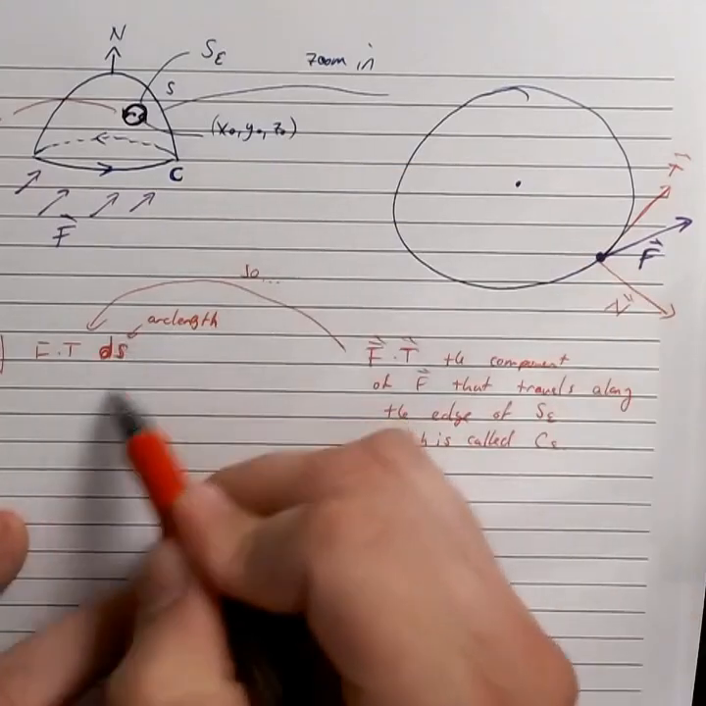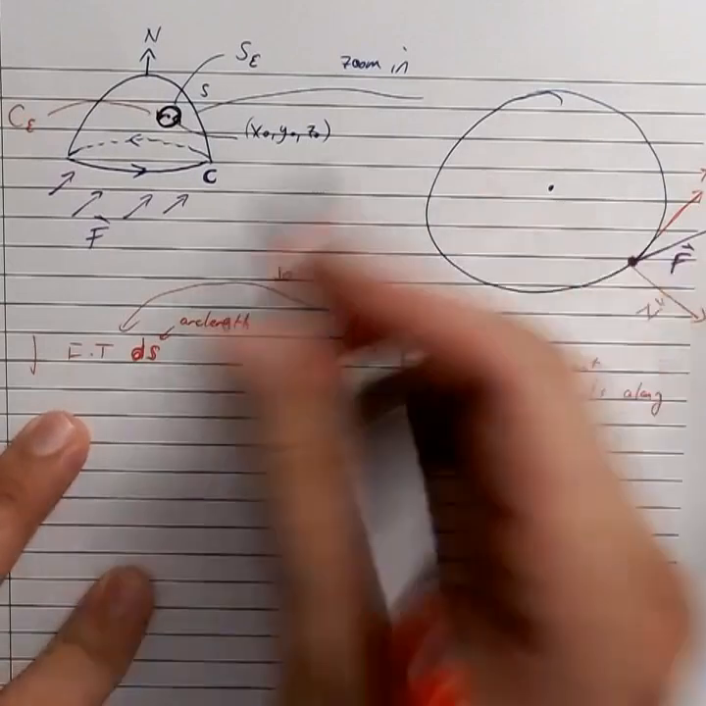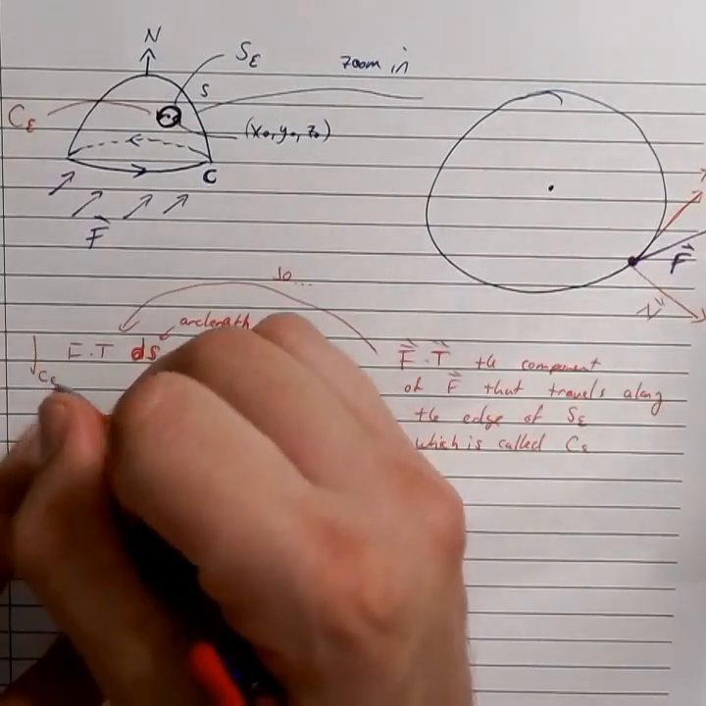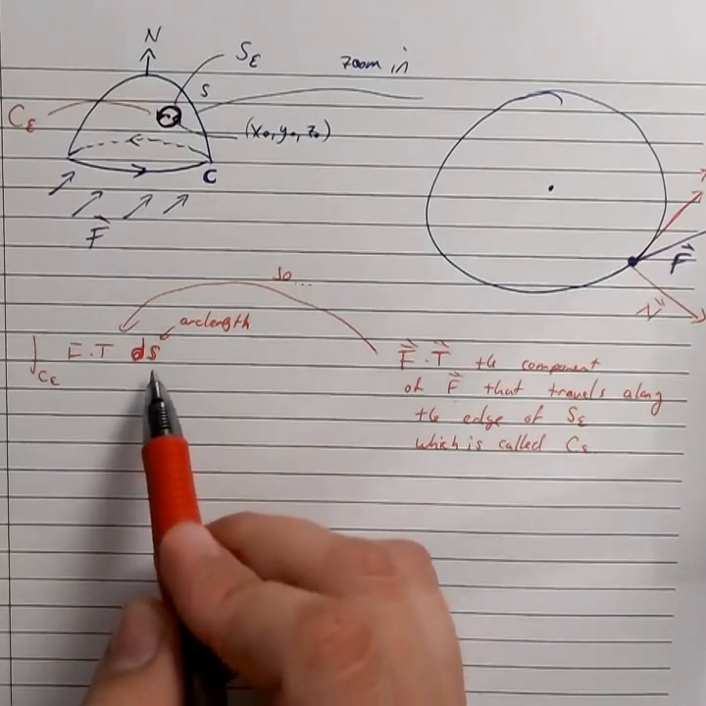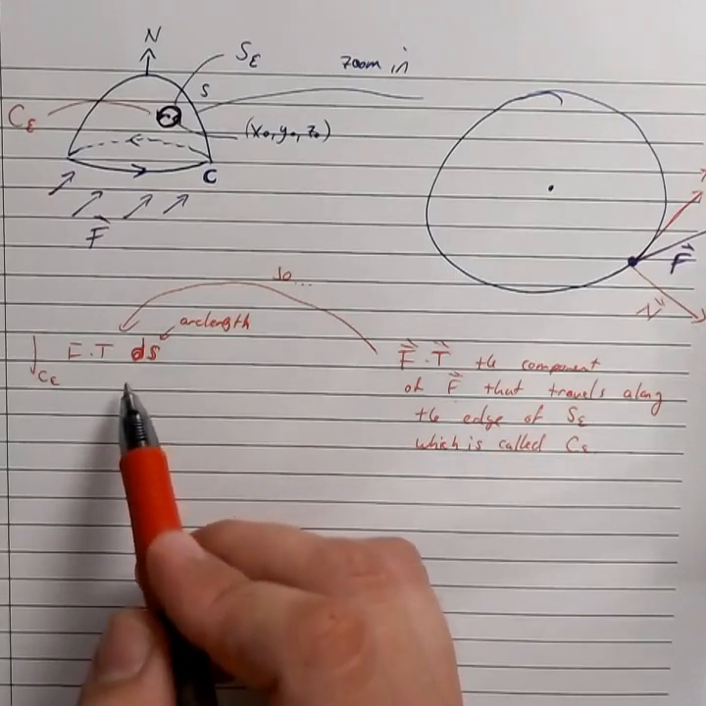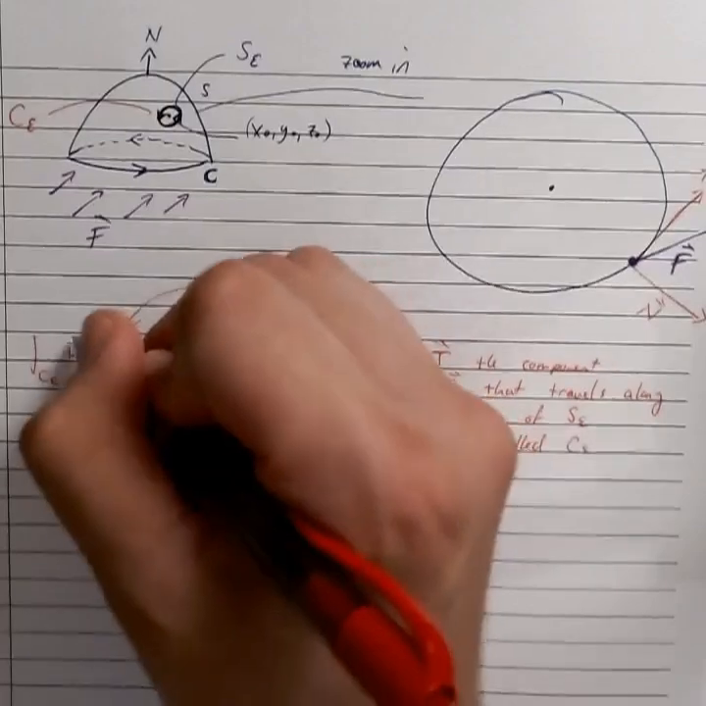Right? If it was a capital S, that would be surface area. Little s is for arc length. And this is along the arc length of this little contour, this c sub epsilon. Note that f dot t ds was another way of writing f dot dr. Because after all, that's what t is.